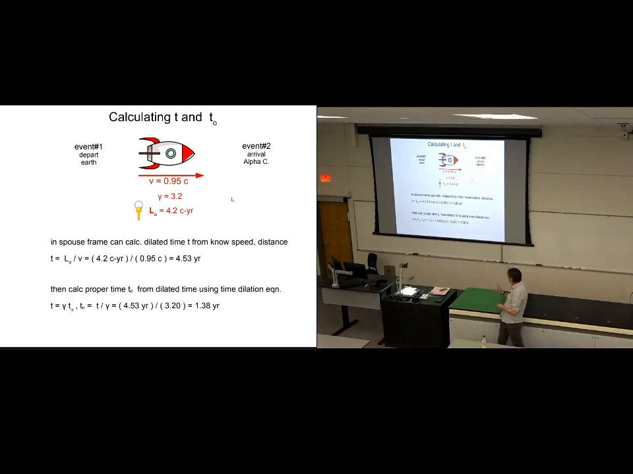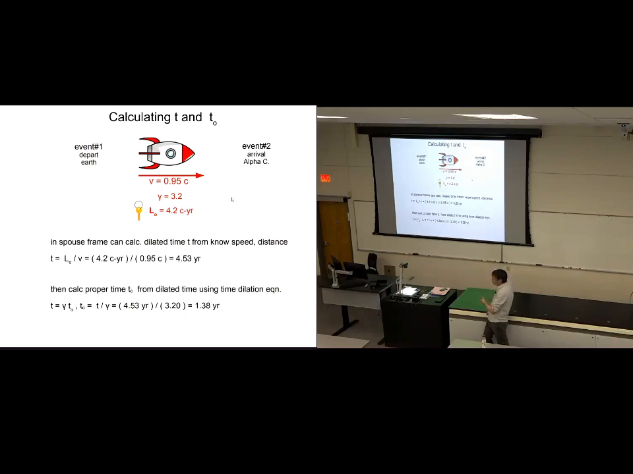The question asked, in the spouse reference frame, how long did the trip take? So remember, I'm the spouse, I'm at home. How long did I see that trip take, measure that trip to take? In the astronaut reference frame, how long did that trip take? So we're going to figure that out. Now, I'm going to calculate the time that the trip took to leave Earth and arrive at the star just based on this law of physics. The laws of physics hold in all reference frames.